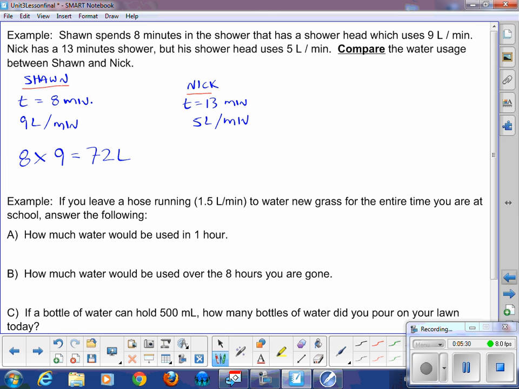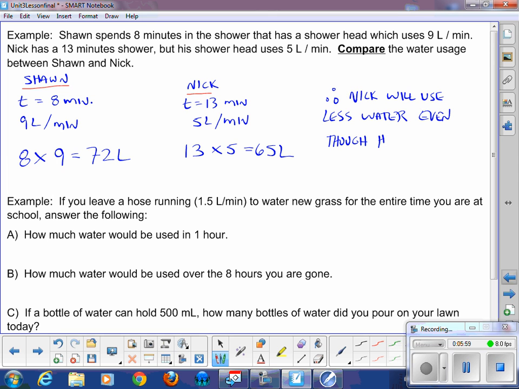On the other hand, we take Nick's time, multiply it by his water consumption rate here, so 13 times the 5 gives us 65 liters. So therefore, Nick will use less water even though he showers longer. And if you look at the time differential there, 13 from 8, so that's an additional 5 minutes longer.